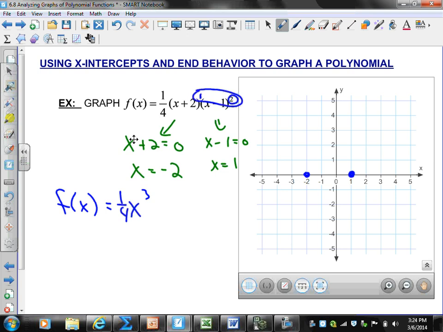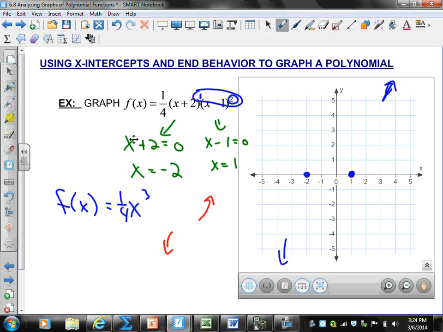So I know the end behavior is going to look like this. It's going to go up to the right, and it's going to go down to the left. So I'm going to make little marks like that on my graph. Down to the left, and up to the right. Okay, so how can I make that happen?